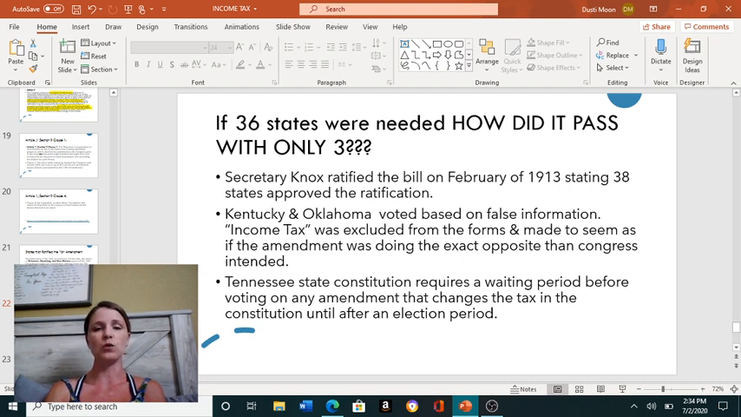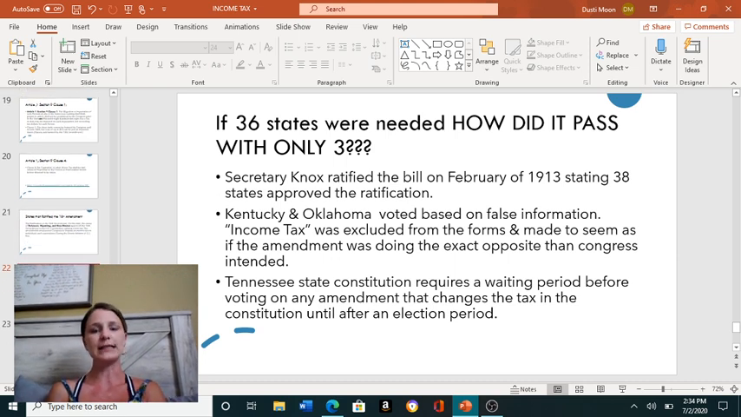They violated their own state constitution and they voted on it anyways. They did not give it the waiting period they're supposed to. So Tennessee is null and void. So now we've taken 3 states out of 38. We're at 35. Already null and void. But that's not where it ends.